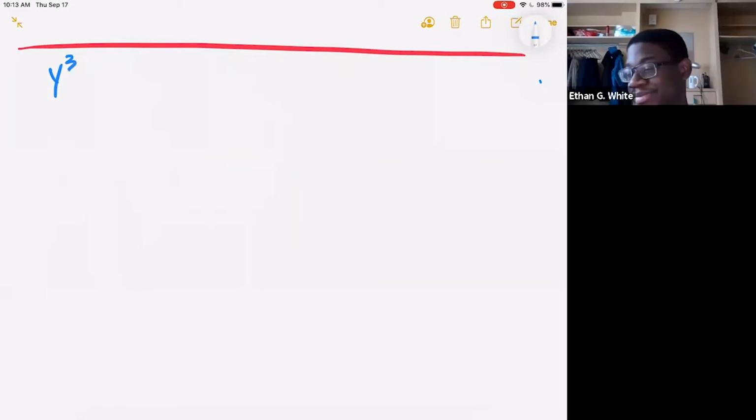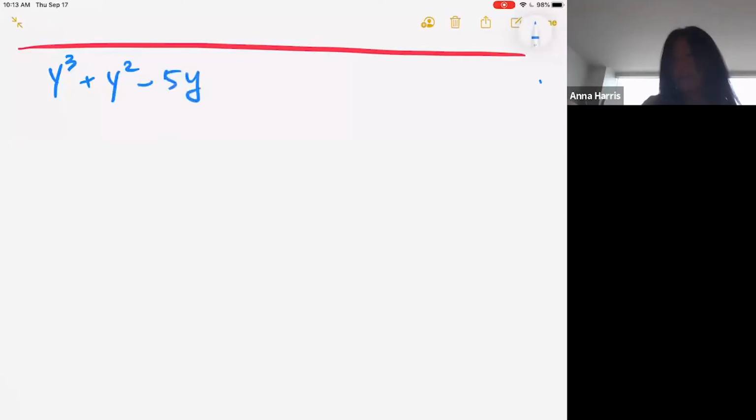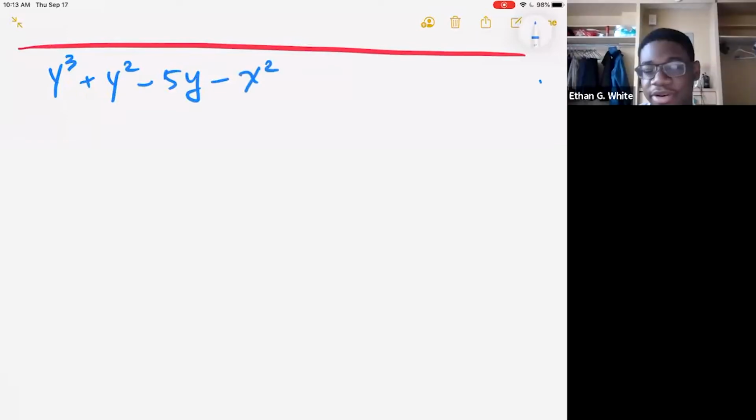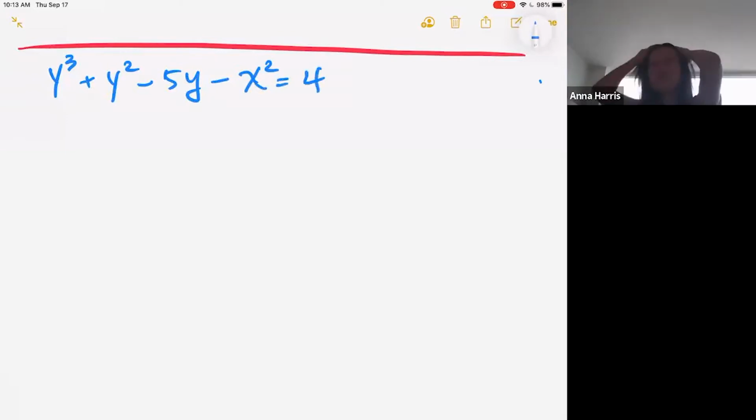Plus y to the second. Minus 5y. Minus x squared. I didn't get the last part. It was plus or minus 4 though. Okay, 4 is fine. All right, so we have this problem.